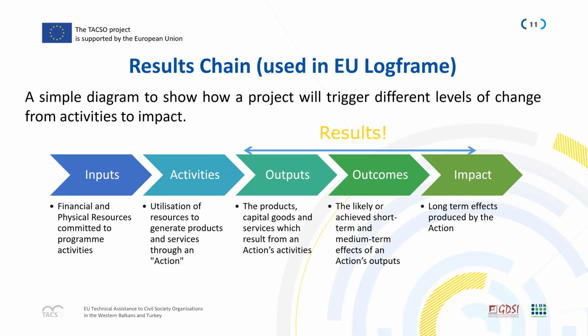So, as an example, a simple diagram to show how a project will trigger different levels of change from activities to impact, meaning that we have some, of course, inputs needed to implement activities. They are, of course, producing outputs. When we produce output, or we are planning to produce a particular output, we are, of course, discussing how this will reflect on the production of the outcomes, and at the end, what can be long-term effects produced by the action.